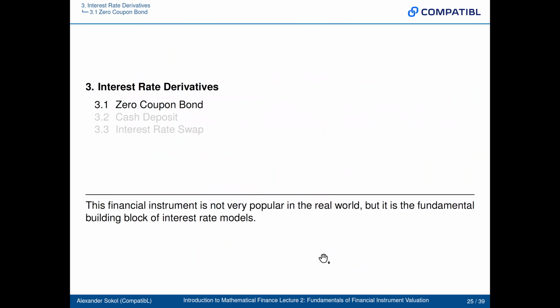All right, now interest rate derivatives. We start from the simplest interest rate instrument. It's not even a derivative yet. It's called the zero coupon bond. This instrument is traded on the financial markets, especially for short maturities, but it's not the most popular instrument. But it's absolutely essential and very important for constructing interest rate derivative valuation models. So we'll study this instrument not because of its prevalence, but because of its importance for model construction.